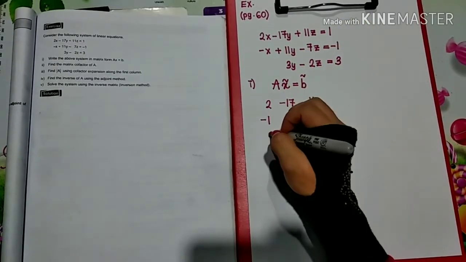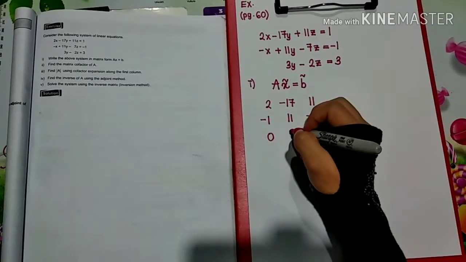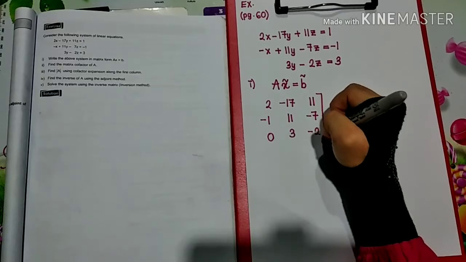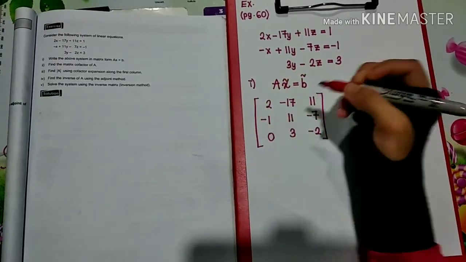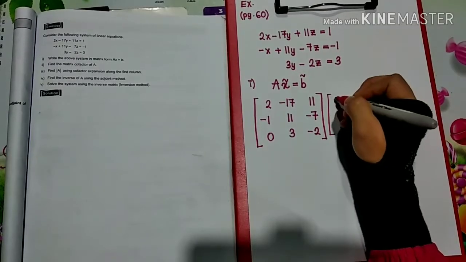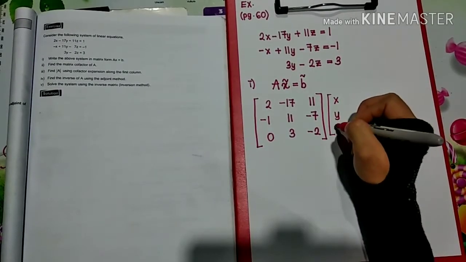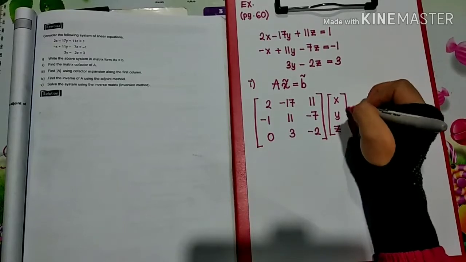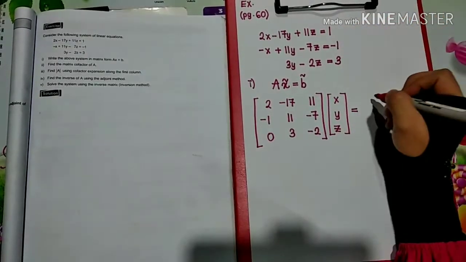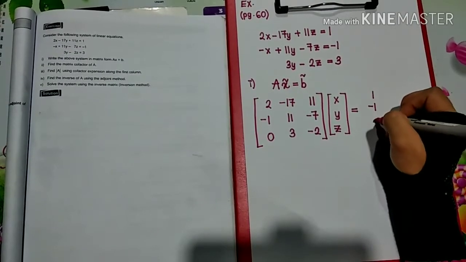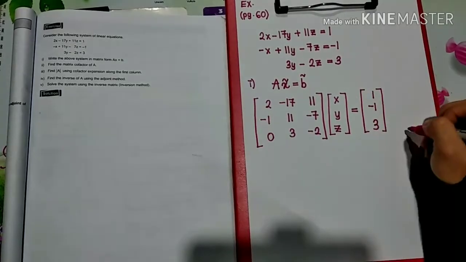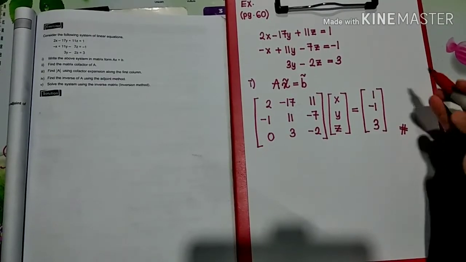This one will be 0. This one will be 3. And this one will be negative 2. So what is our X here? X, Y, Z. And what is B here? 1, negative 1, 3. That's how you answer question number 1.